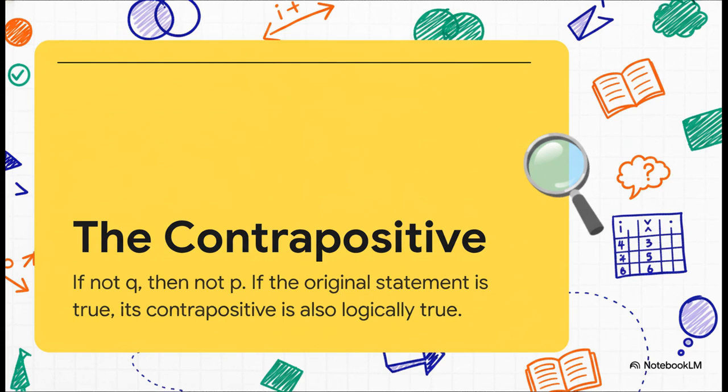It's called the contrapositive. Here's how it works. You flip the statements and you negate them both. So for our example, it would be, if a quadrilateral does not have two pairs of parallel sides, then it is not a rectangle. And that statement is absolutely 100% true. The original statement and its contrapositive are logical twins. If one is true, the other is guaranteed to be true.